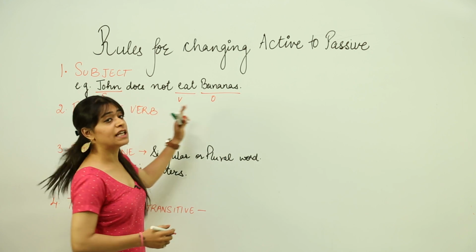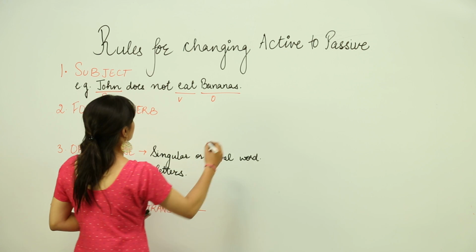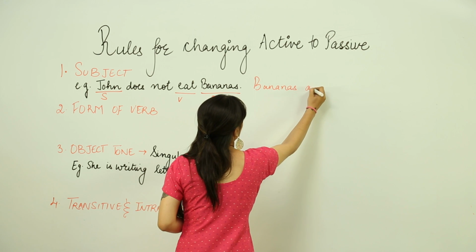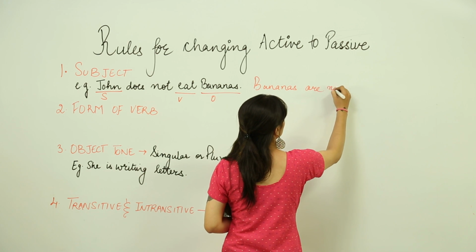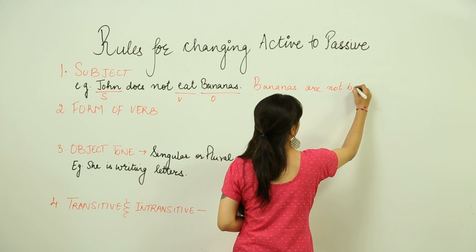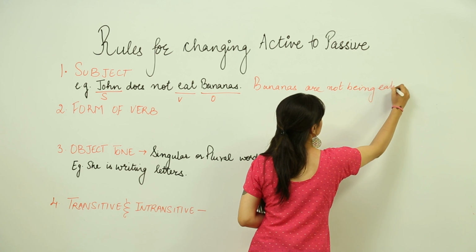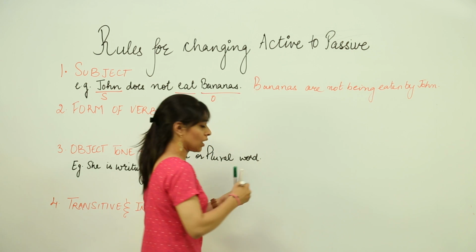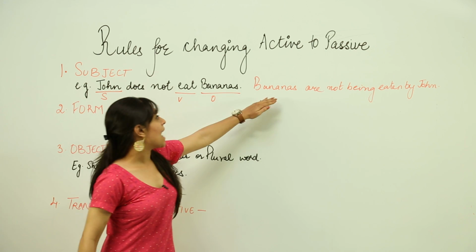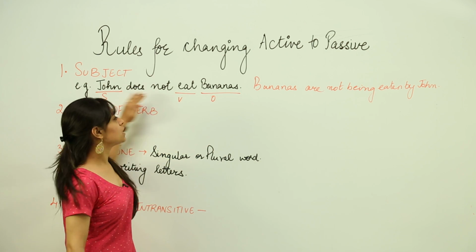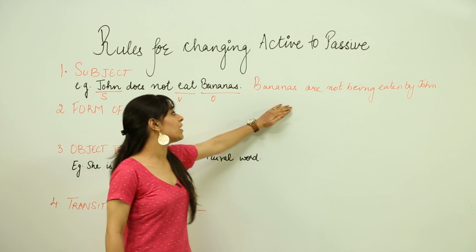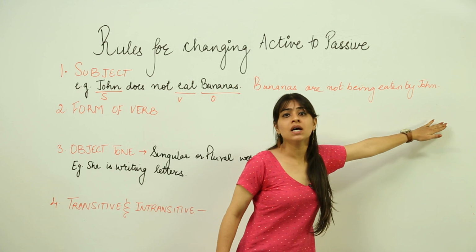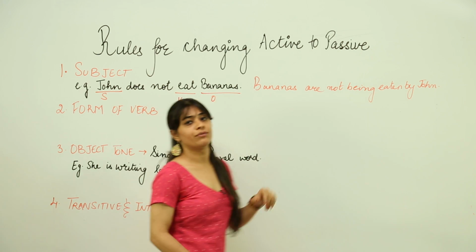Now let's convert this into a passive voice sentence. Bananas are not being eaten by John. In this case, bananas, the object, has taken the place of the subject, that is right in the beginning of the sentence, and John has been replaced by the position of the object in the passive voice.